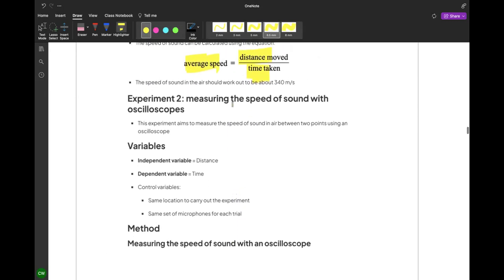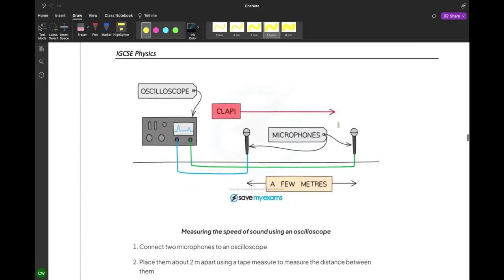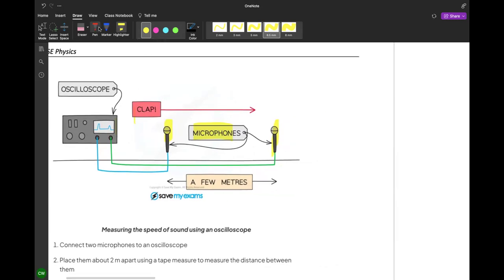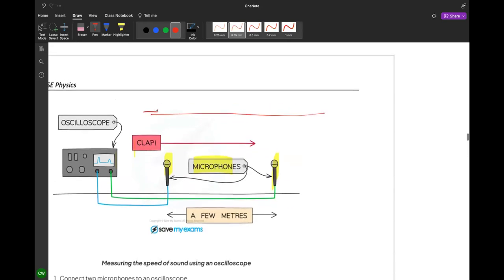Okay, then you have to use an oscilloscope. Measure the sound by oscilloscope. So when you clap here, the sound will be heard by the first microphone. When the microphone detects the sound, you show a pulse. What is a pulse? Like that, a pulse. When you hear again, another pulse.